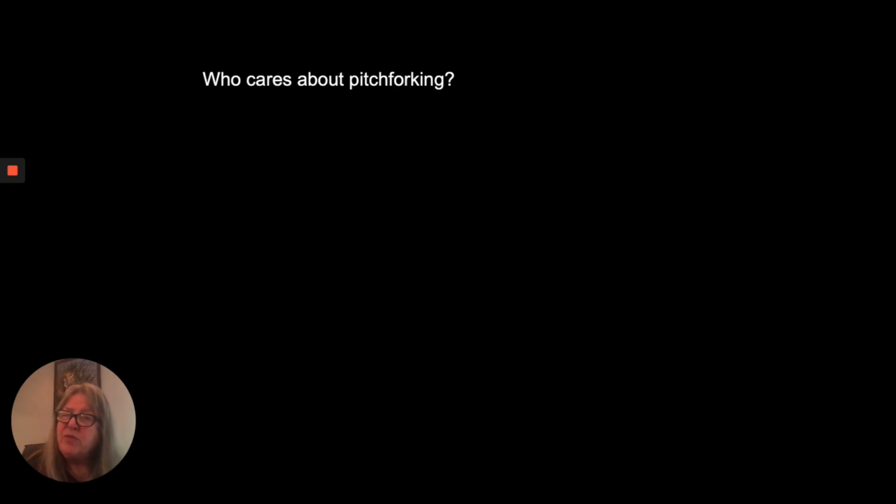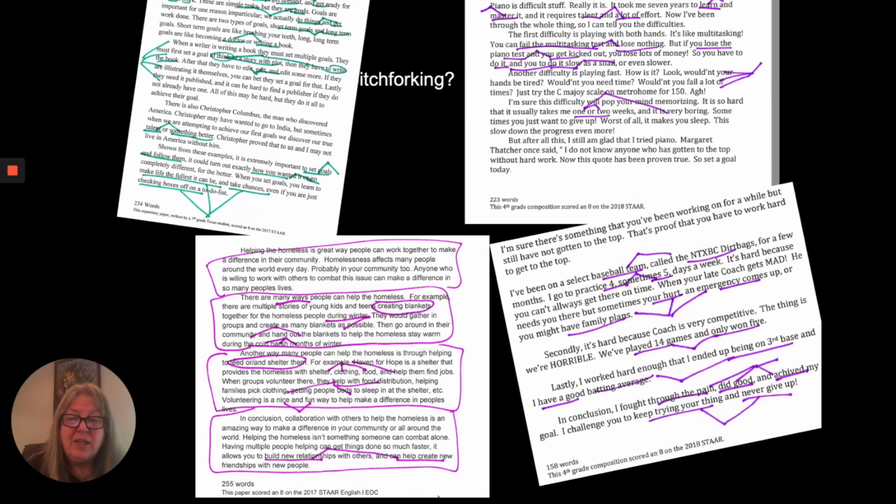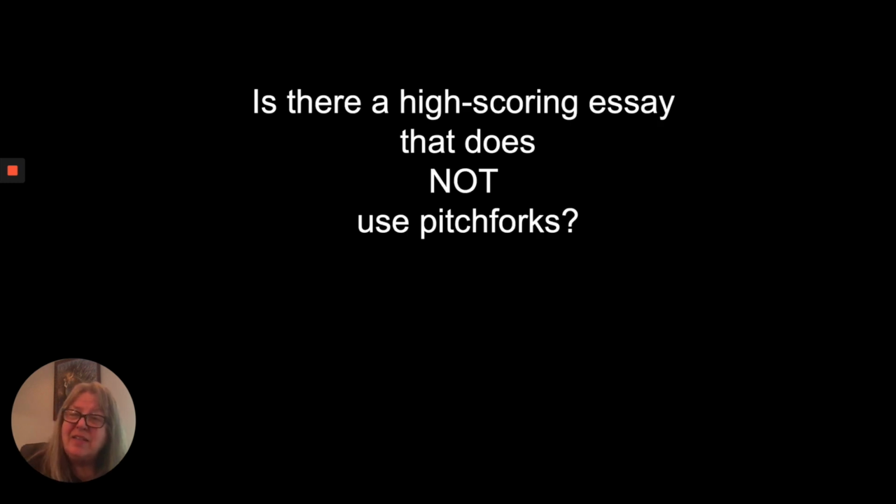Well, who cares about pitchforking? Look at these high-scoring essays from the STAAR test. Clearly, our state's education agency cares about pitchforking. I've been asked this: is there any high-scoring essay that does not use pitchforks? And my answer is, I've not ever seen one. I have never seen a high-scoring essay without pitchforks. So there is a little instructional nudge. If your students are scoring not the highest, but you'd like to see them bump to the highest, pitchforks could be a valuable tool for all of you.